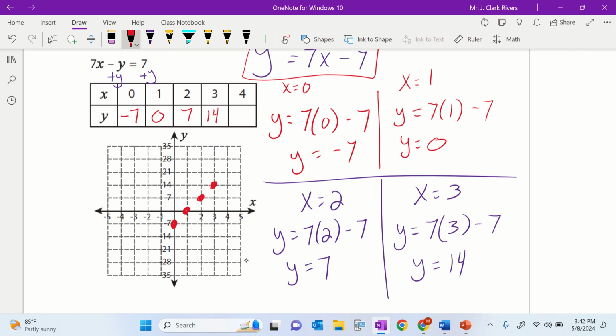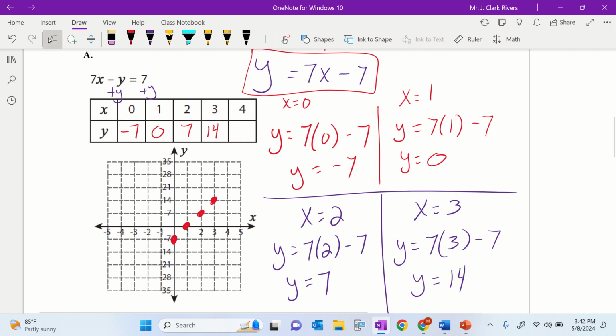And then finally 4. All right, let's do this without subbing in with writing, but 7 times 4 is 28. 28 minus 7 is 21. You probably could tell, right? Negative 7, 0, 7, 14, 21.